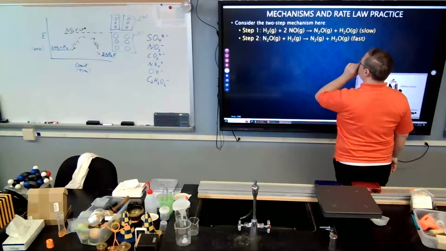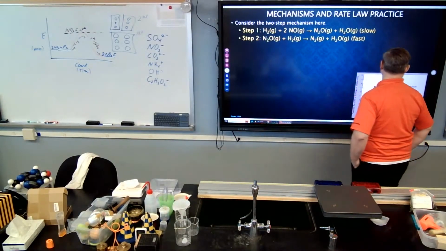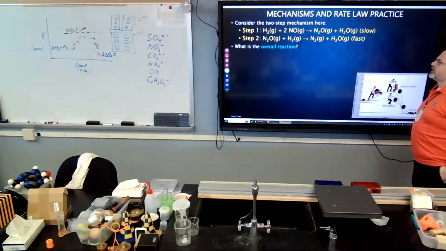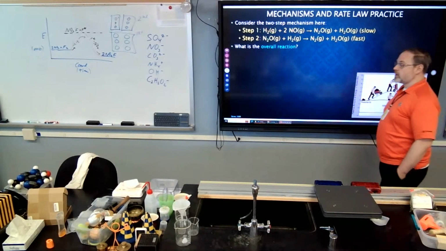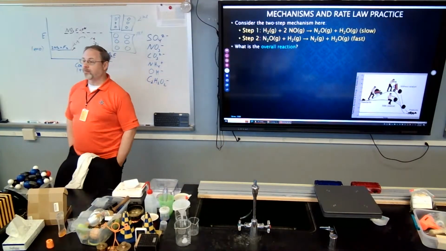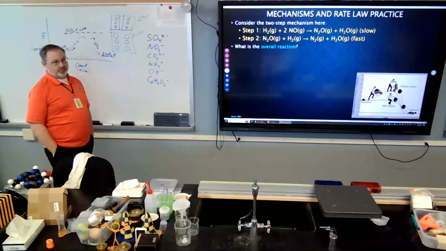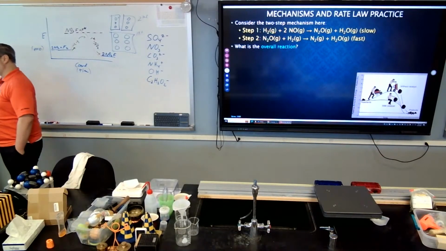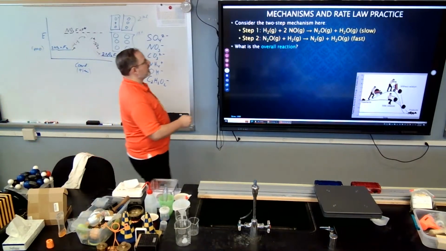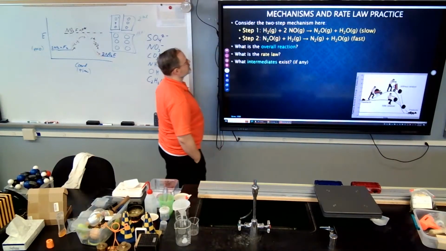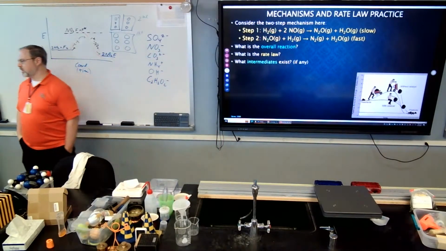Okay, let's do one more practice just so we can make sure we're all on the same page. So go ahead and bang this guy out. Identify the overall reaction, identify any intermediates, identify any catalysts. A catalyst is something that is both a reactant and a product. Something that is at the beginning and at the end. So bang that guy out. Do you see any intermediates? Do you see any catalysts? There we go. Write the rate law.